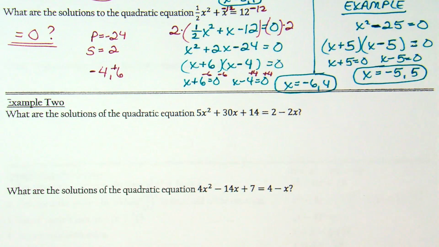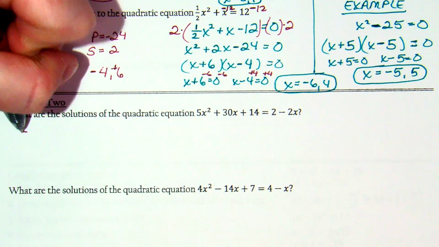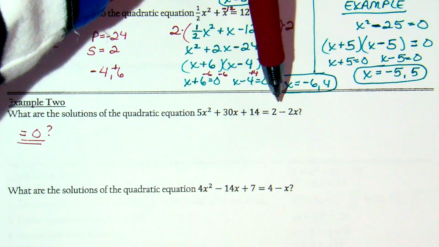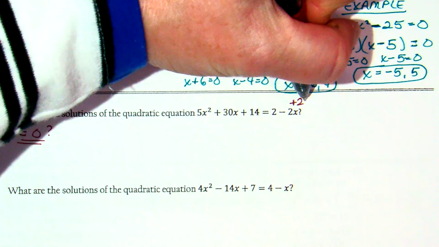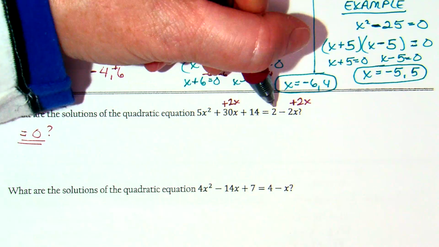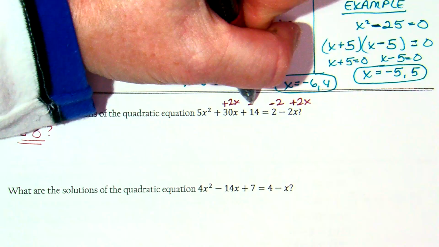Okay, now, example 2. Last type I want to show today. Same rules though. What's step 1? Does my equation equal 0? It does not. So how do you want to make this equal 0? If we keep everything on the left, can we move the 2 and the minus 2x at the same time? How do you move a minus 2x? You add 2x. And that means we're going to be adding 2x on the other side to the 30x.